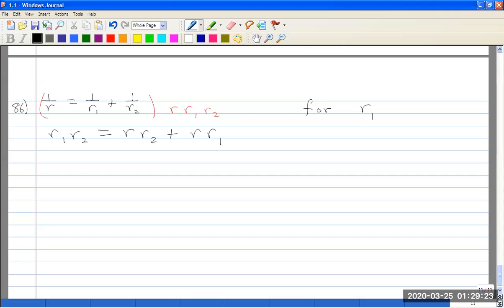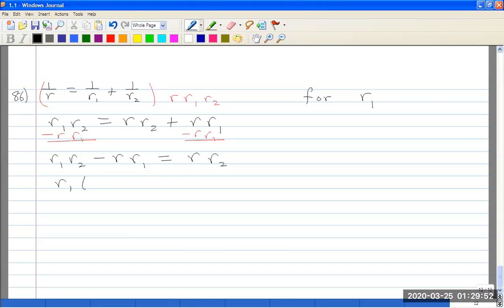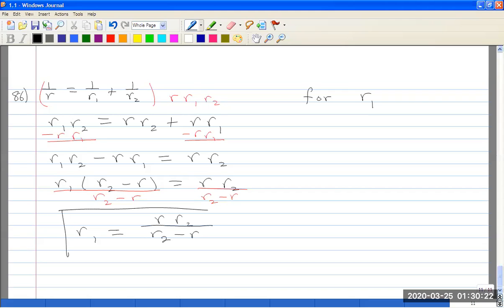Let me subtract R1 from both sides of my equation. And so I get R1 R2 minus R R1 equals R R2. Let me factor out R1 from the equation. That's R1 times R2 minus R, equaling R R2. Divide both sides of my equation by R2 minus R. And so I get that R sub 1 is equal to R R2 over R2 minus R. And that is my answer.